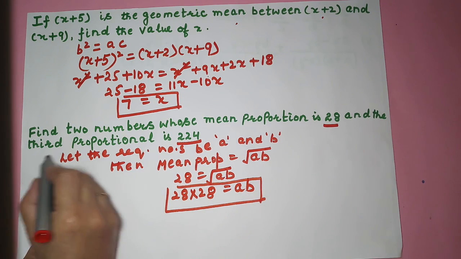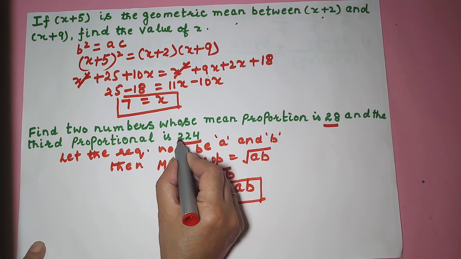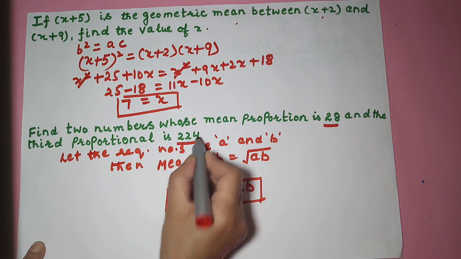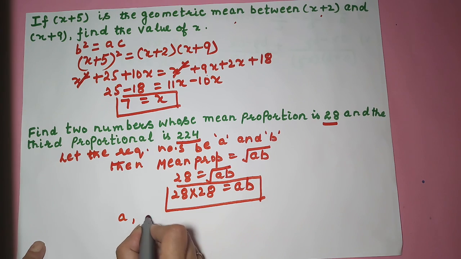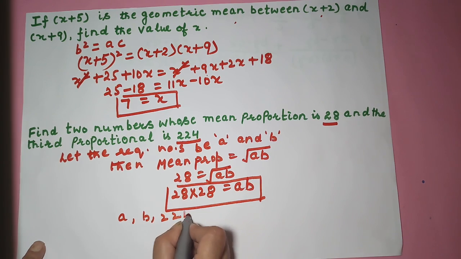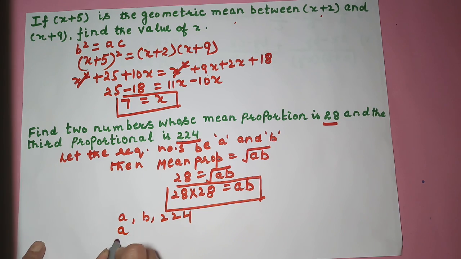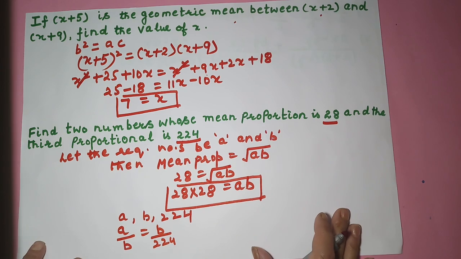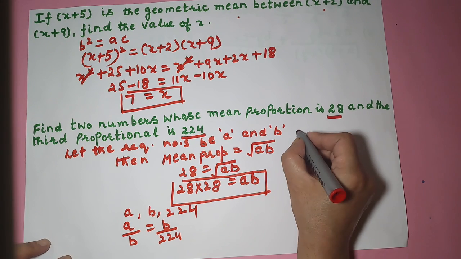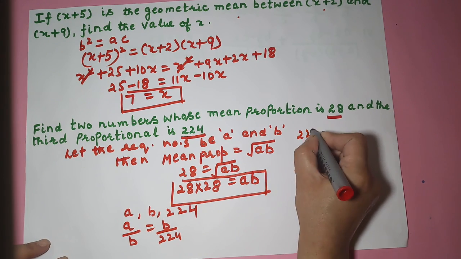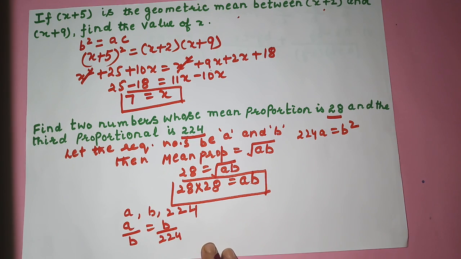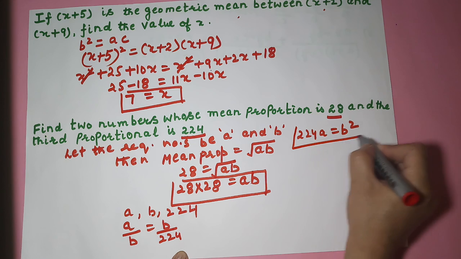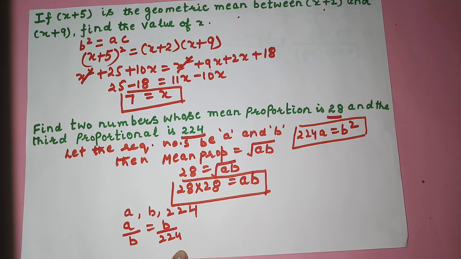And also, he is saying that the third proportional between a and b is 224. So, how do we write these three numbers now? a, b and 224. Let's set the proportion between them. a by b is equal to b by 224. If we cross multiply, what will we get? 224a is equal to b square. Right? Now, using these two equations, we have to get the value of a and b.